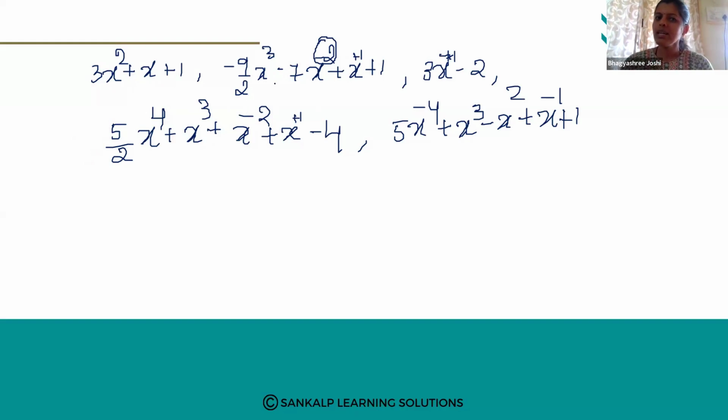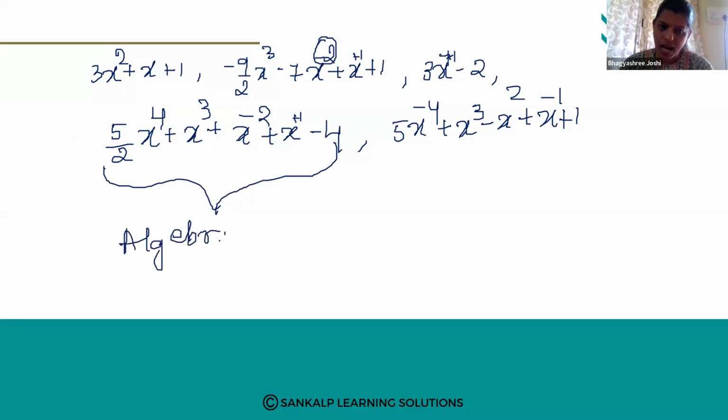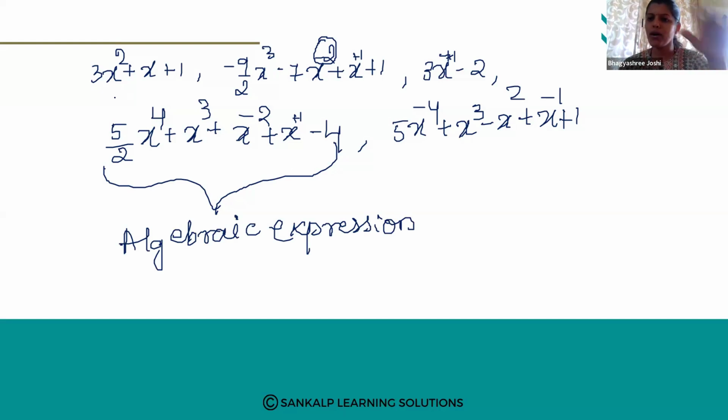So if the terms, that means it is one term, or you can say it is an algebraic expression. What do we call it? We call it an algebraic expression. In algebraic expressions, the variable power may be positive or negative, which means it contains all types of exponents. But what is the difference between an algebraic expression and a polynomial?